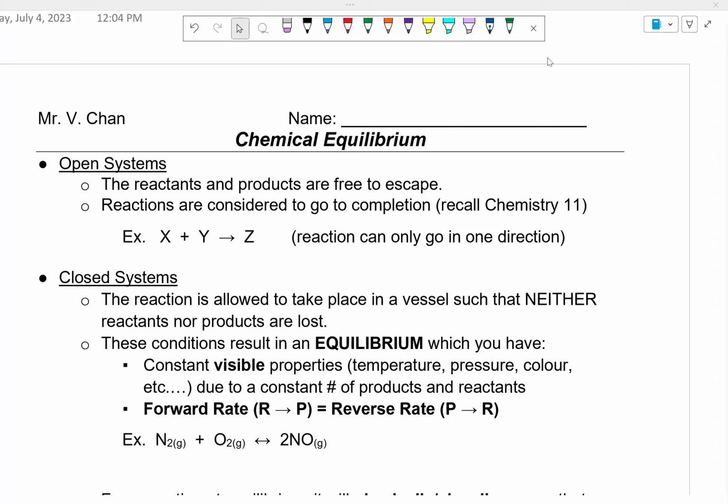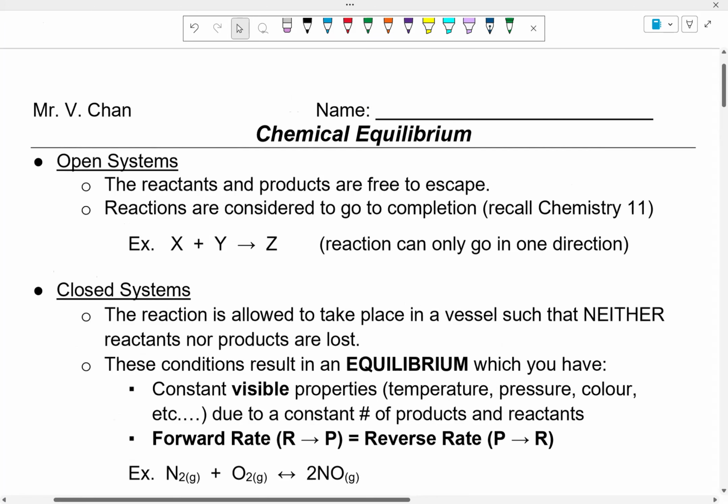And today, what I want to do was introduce you to something brand new, and it's called chemical equilibrium. Now, what chemical equilibrium is that it will challenge you to sort of rethink what you've learned about chemical reactions ever since you learned about chemistry or went in depth in chemistry back in grade 9.